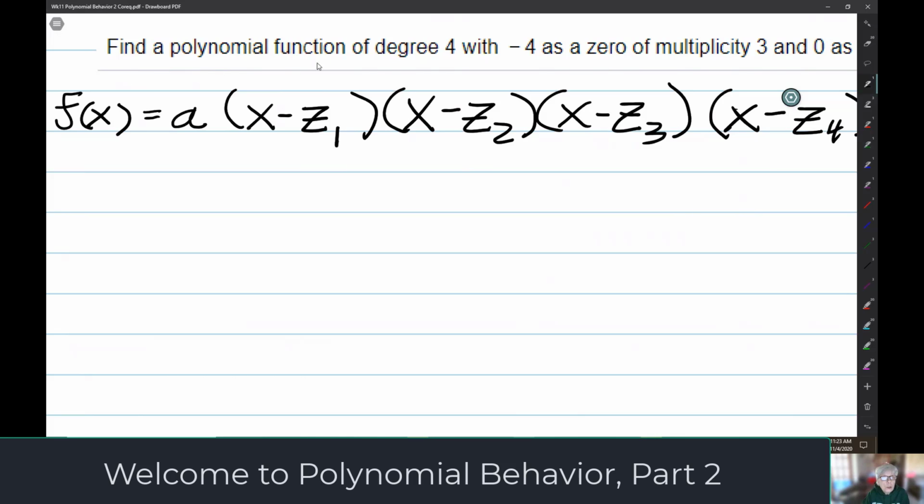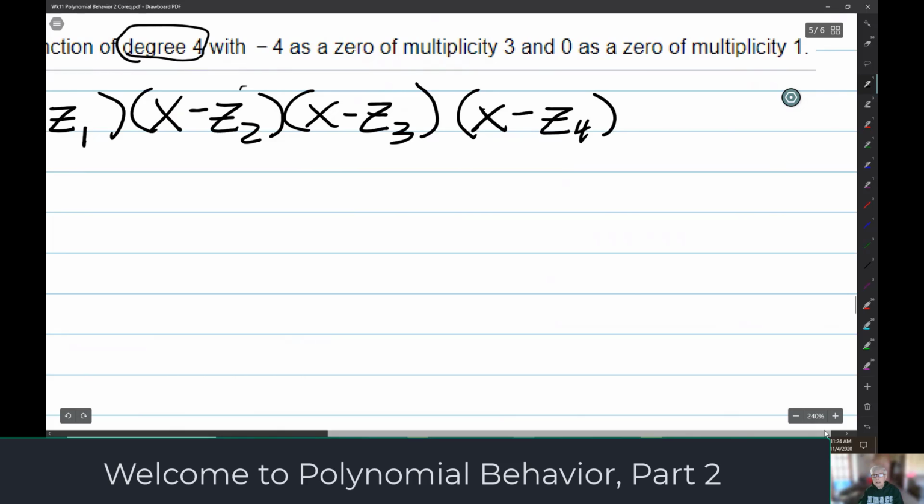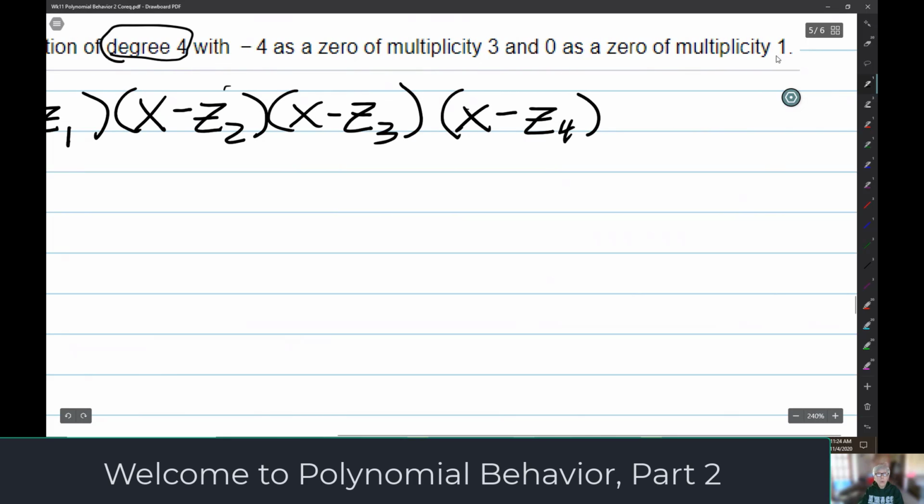So, find a polynomial function of degree 4. Okay, so the degree is 4. That means there have to be 4 zeros. Now, negative 4 is a 0, but it's a 0 of multiplicity 3. What does that mean? That means it occurs 3 times. And 0 is a 0 of multiplicity 1.